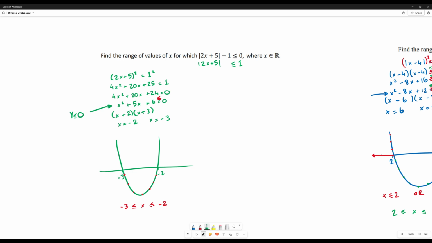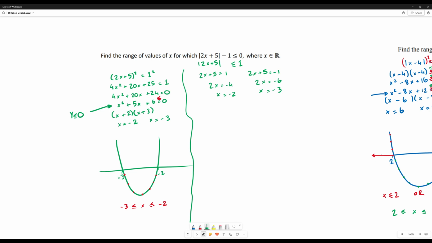If you were to do it the other way, it would be 2x plus 5 is equal to 1, and 2x plus 5 is equal to minus 1. Then 2x is equal to minus 4, and 2x is equal to minus 6. X is equal to minus 2, and x is equal to minus 3. Hopefully you all understand the algebra I did there to get there.